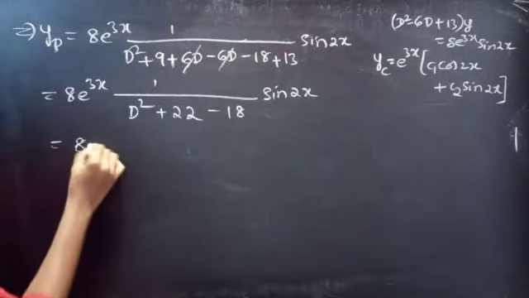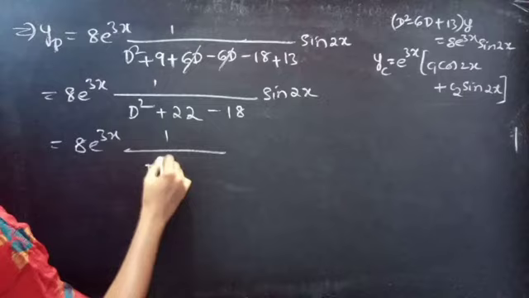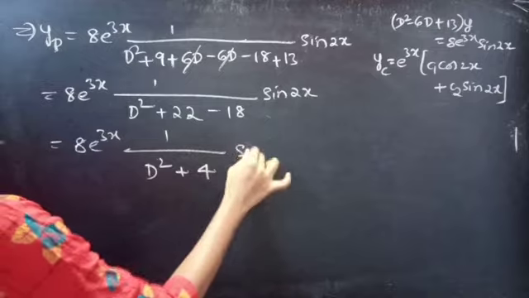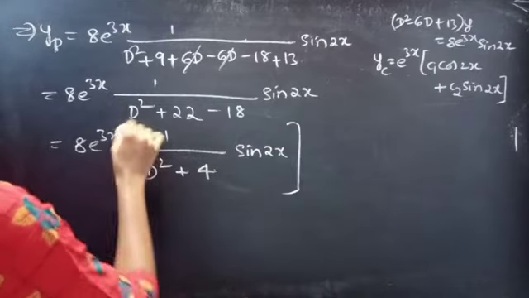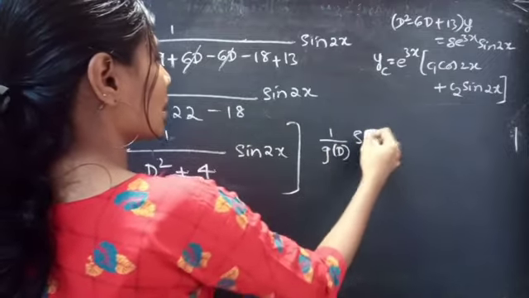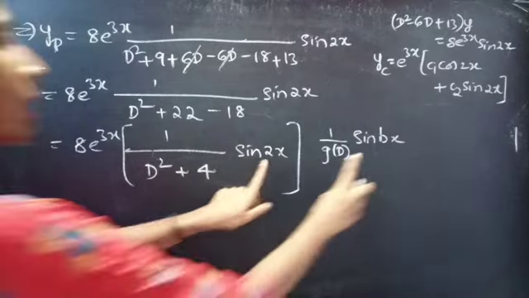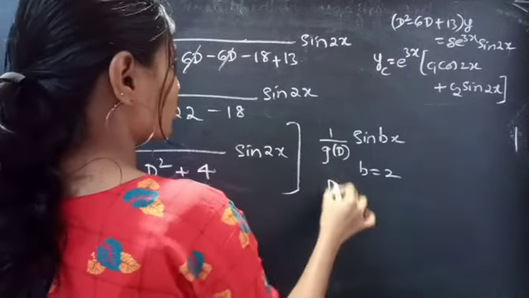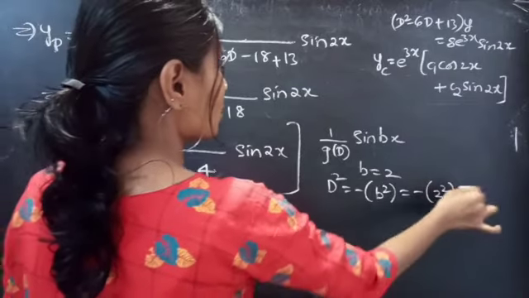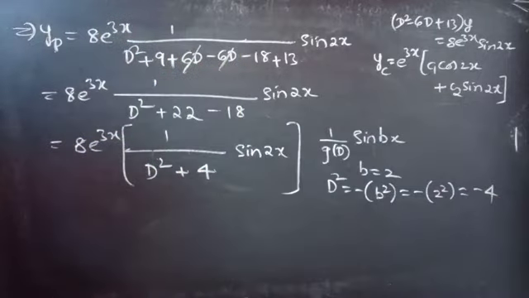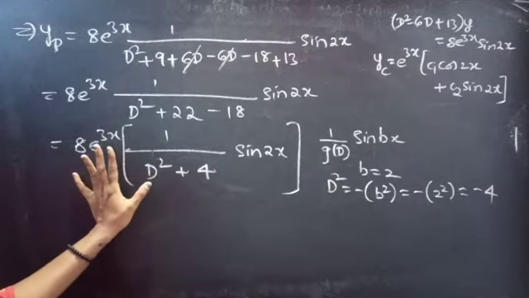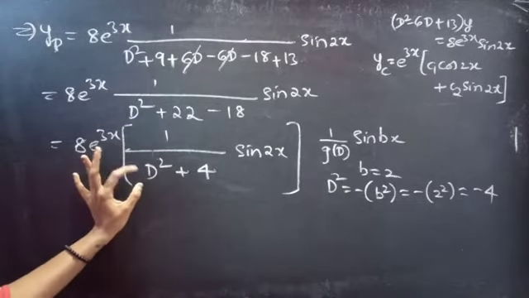Now this becomes 8 e power 3x into 1 by D square, 22 minus 18 is plus 4, into sine 2x. Now this is of the form 1 by some function of D into sine bx. For b equals 2, we'll find D square, which is given by minus of b square. Then D square becomes minus of 2 square, which equals minus 4. Now let's replace D square with minus 4 in the denominator. Always remember that the denominator must be non-zero.